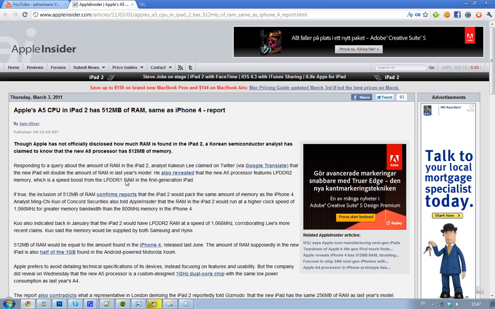But it's going to be interesting to see if 512 megabytes is going to be enough for, let's say, iOS 5, iOS 6, 7. But I don't think we're going to see that you need to buy a new tablet in two or three years, I assume.